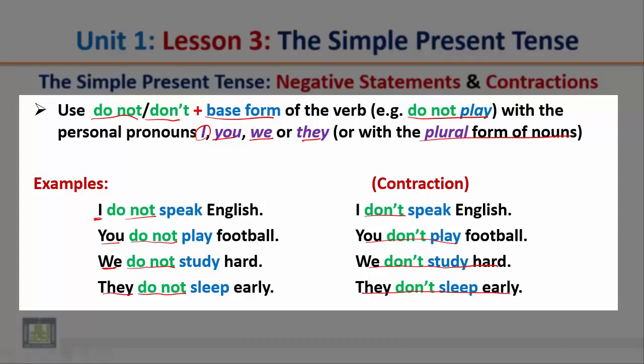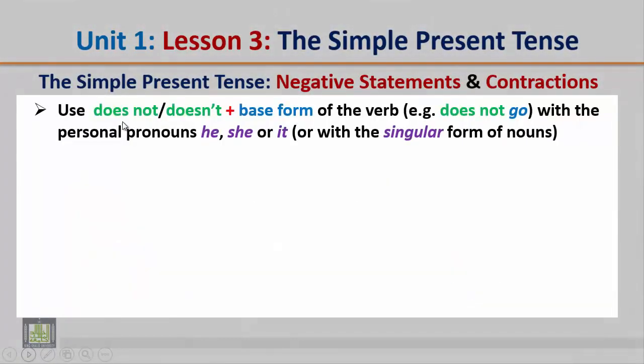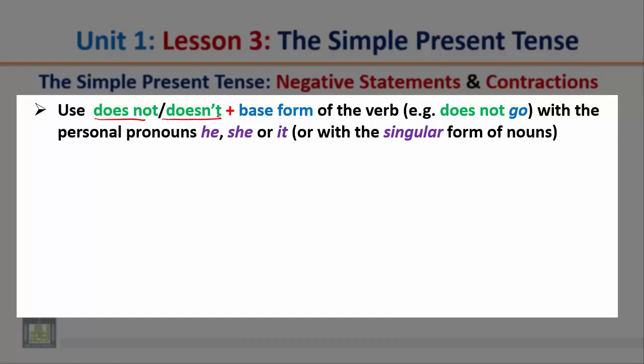So again, after the personal pronouns I, you, we, and they, we use do not plus the base form of the verb. Use does not or the contracted form doesn't plus the base form of the verb, for example doesn't go, with the personal pronouns he, she, it, or with singular form of nouns. So when we have he, she, or it, or any singular form of nouns as a subject, we have to use does not or doesn't plus the base form of the verb.